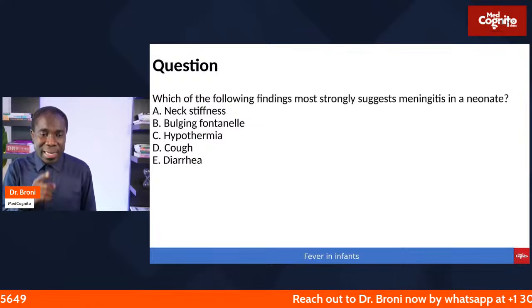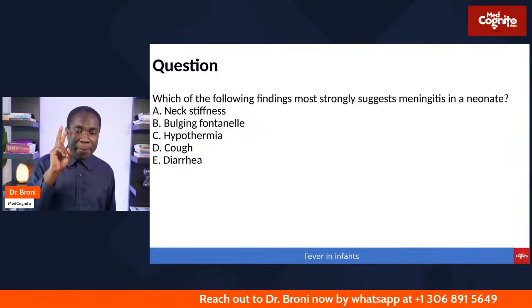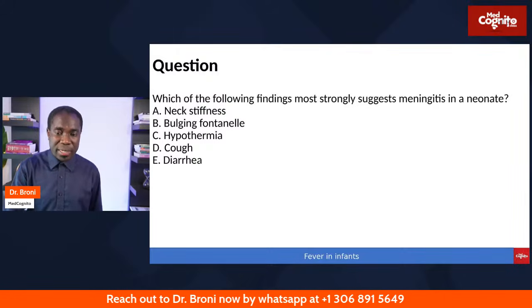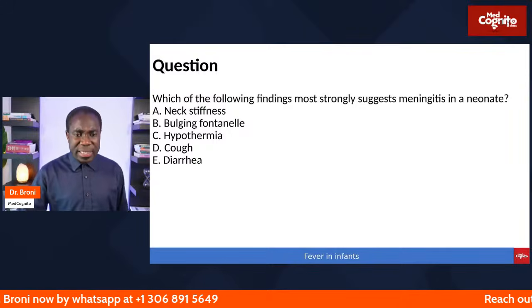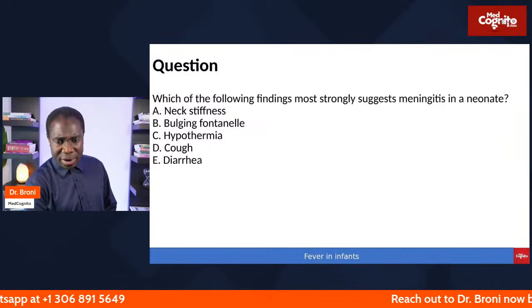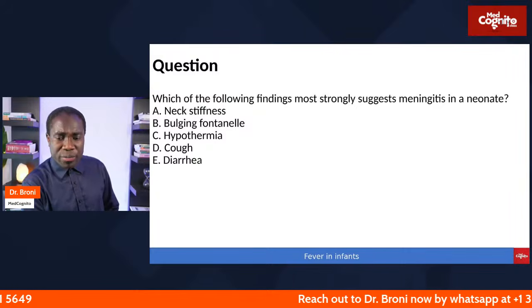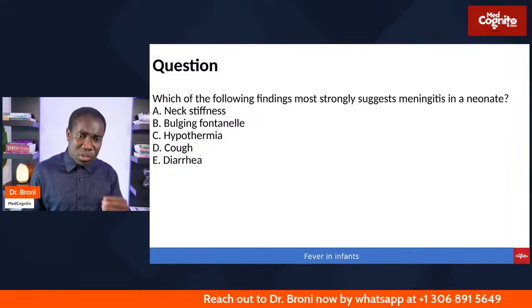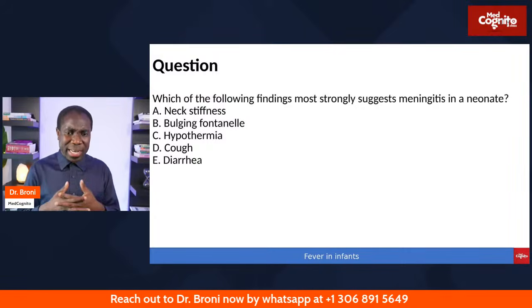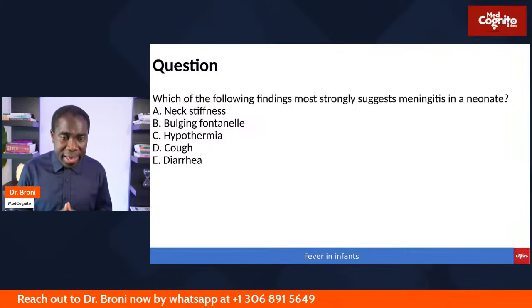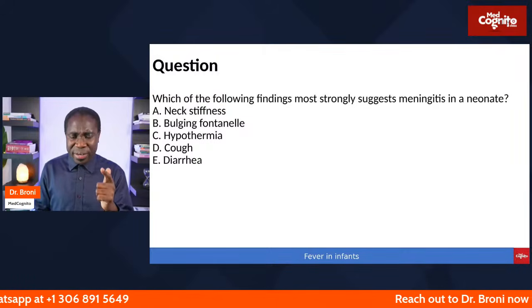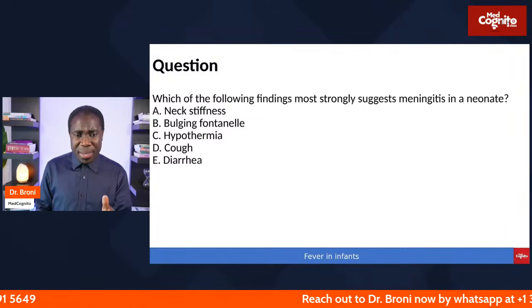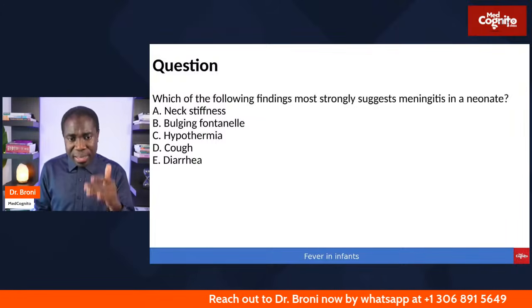A, neck stiffness. B, bulging fontanelle. C, hypothermia. D, cough. And E, diarrhea. Which of the following findings most strongly suggests meningitis in a neonate?